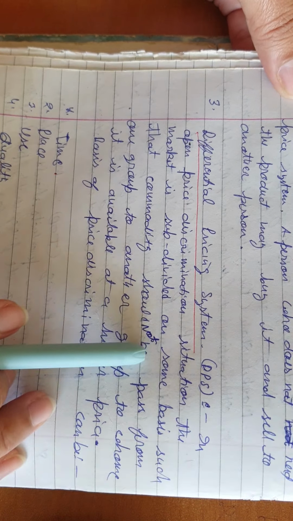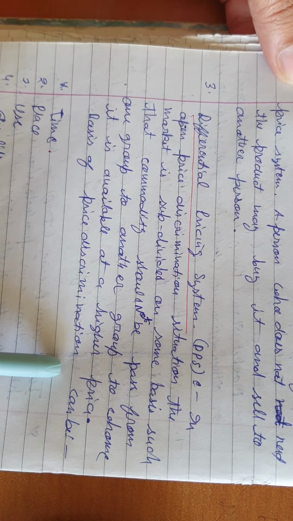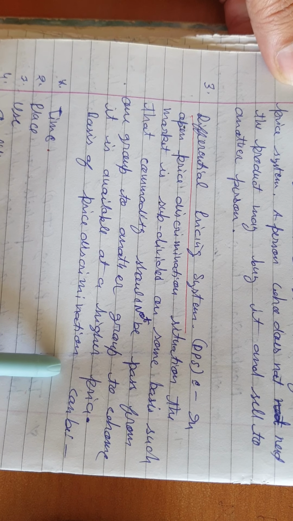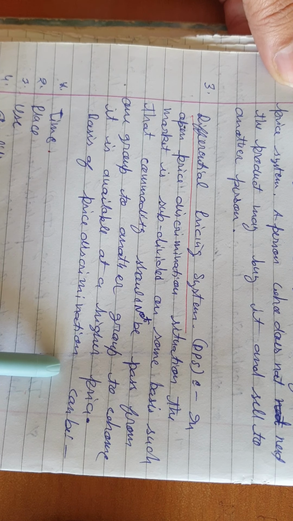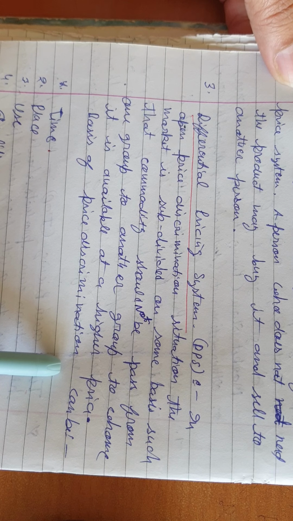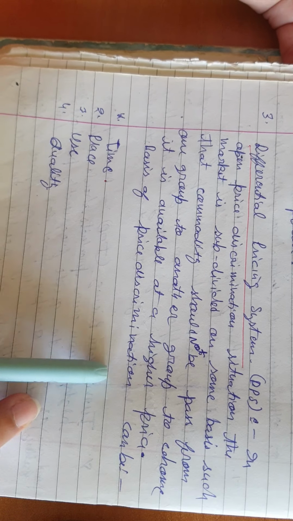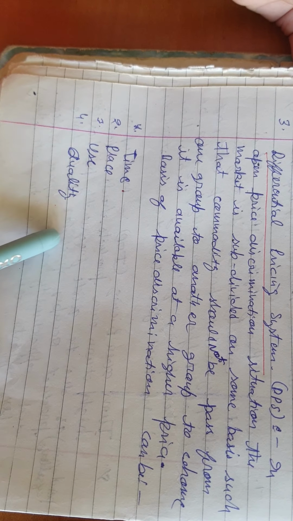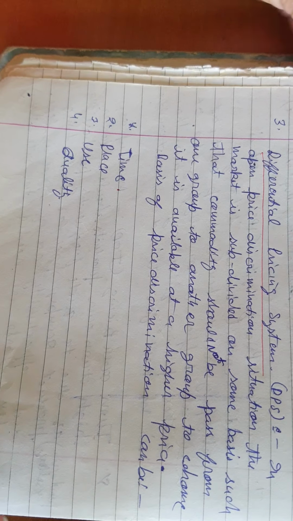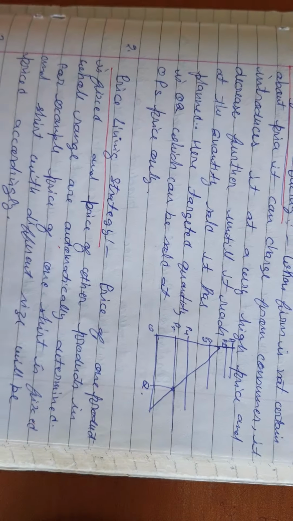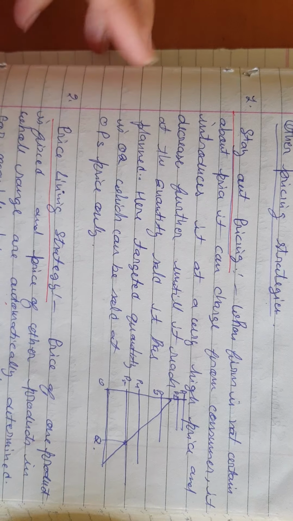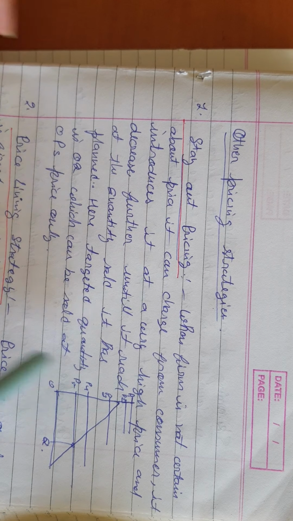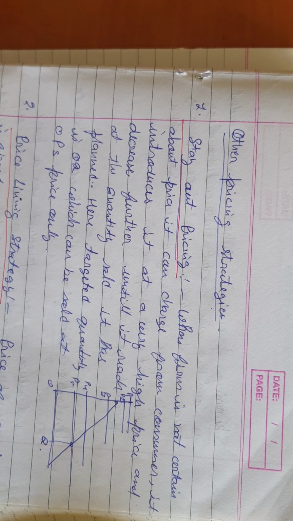Then differential pricing system means you are going for price discrimination, I mean you are charging different prices, maybe according to time, place, use or quality. Other than these, some other pricing strategies are also there. These are some other pricing strategies you should know.